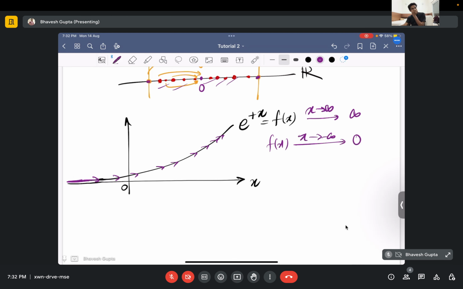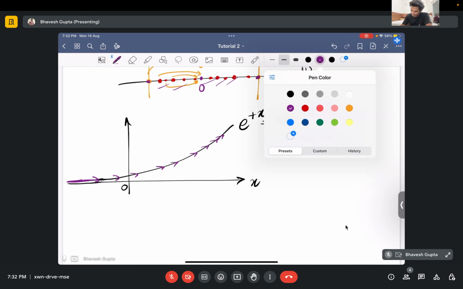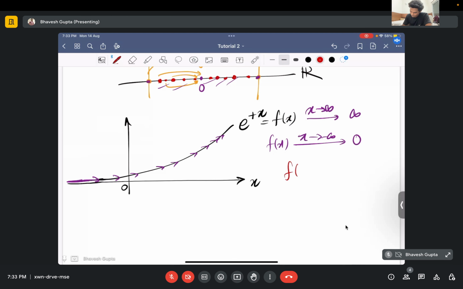So what do we see? We see that this function f of x, where the domain is the complete real line, maps to 0 to infinity, right? And see very carefully, I have taken here an open interval, not a closed interval.